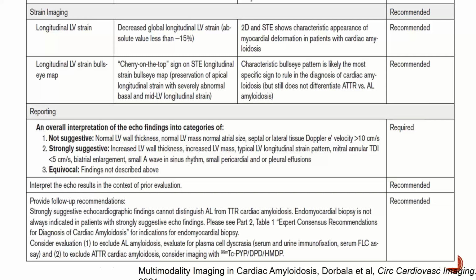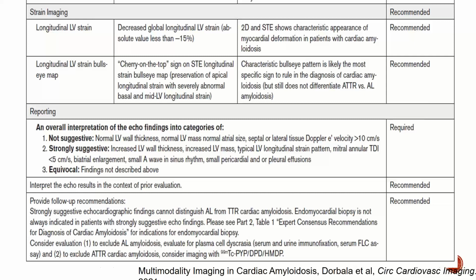So when reporting amyloidosis, the report will fall into one of three categories. Either not suggestive, when there is normal LV thickness, normal LV mass, normal atrial size, and septal or lateral tissue Doppler of more than 10. Strongly suggestive, when there is increased LV wall thickness, increased LV mass, a typical strain pattern, mitral annular velocity less than 5, biatrial enlargement, a small A wave, especially in a patient with sinus rhythm, and a small pericardial or pleural effusion. Equivocal, when the findings are not described above.